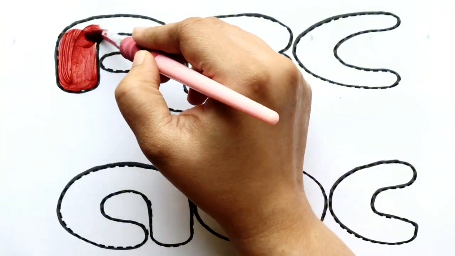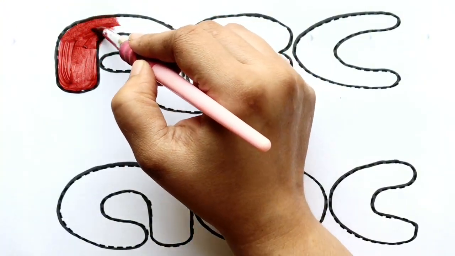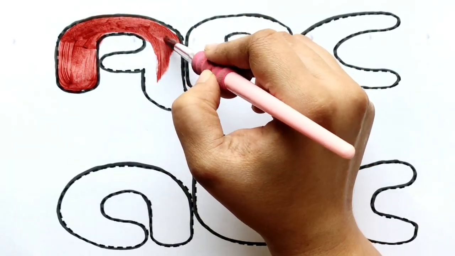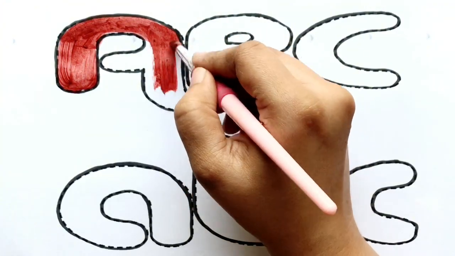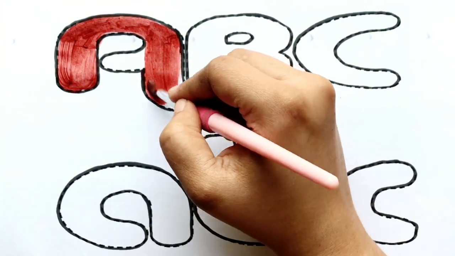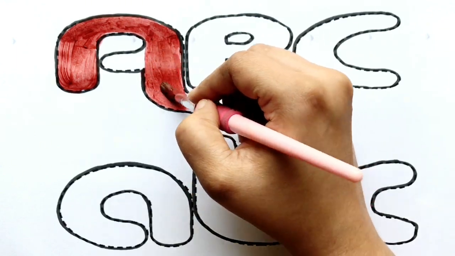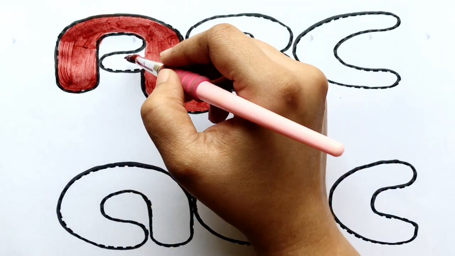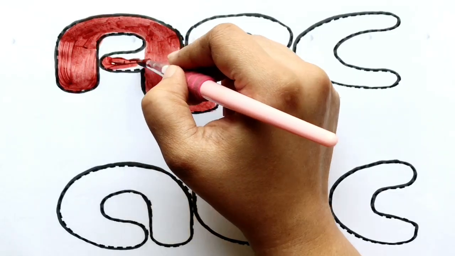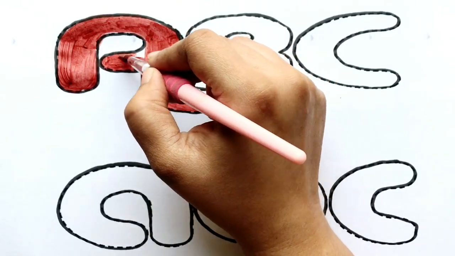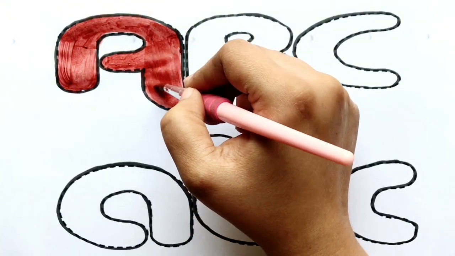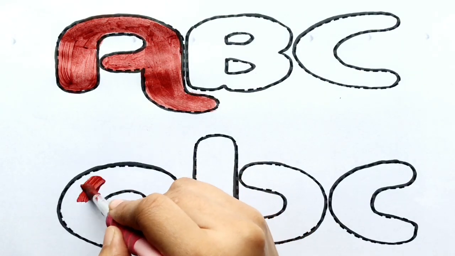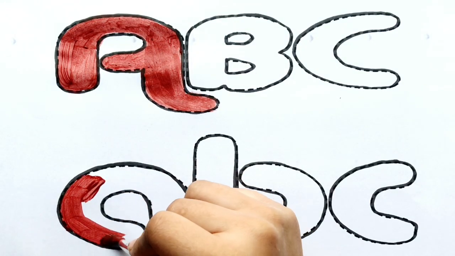Brown color. Capital letter A for aeroplane. Small letter A for apple.